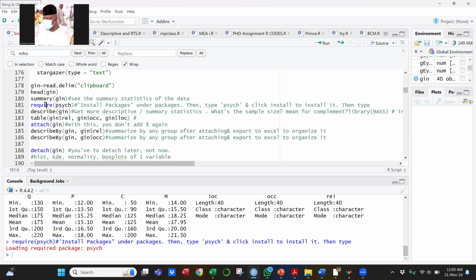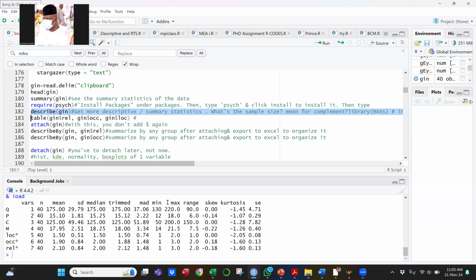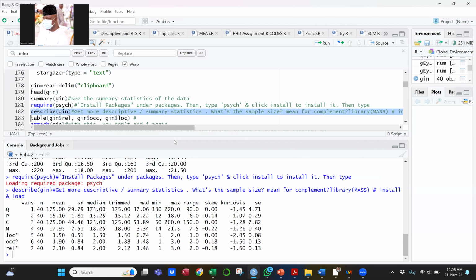Now, once you have done the require, you can now use describe to get more descriptive statistics. And there you go. Mine is saying that it is loading. If it's loading, continue. Okay, sir. Mine also said it's loading, as you may see. Required. Okay.